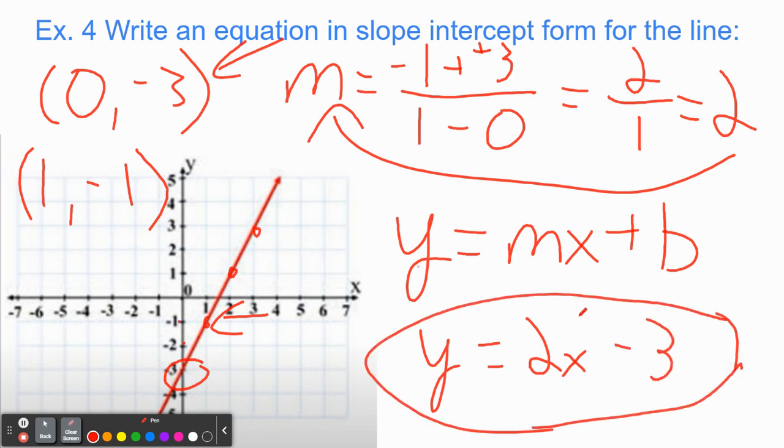If you're given two other points, if you don't have your y-intercept, you can still do all the things we've done before, but we're going to take those points and translate them into an equation. All right?